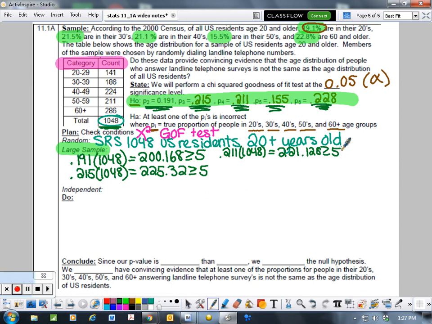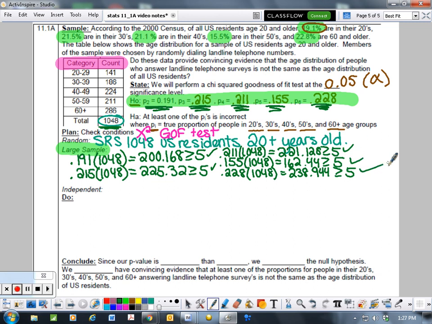So I'm good. And then I move on to the next one, 0.155 times 1048, which gives me 162.44, which again is greater than or equal to 5. And I move on to the next one, 0.228 times 1048, which gives me 238.944, which is greater than or equal to 5. So I double checked all of them, and we are good.